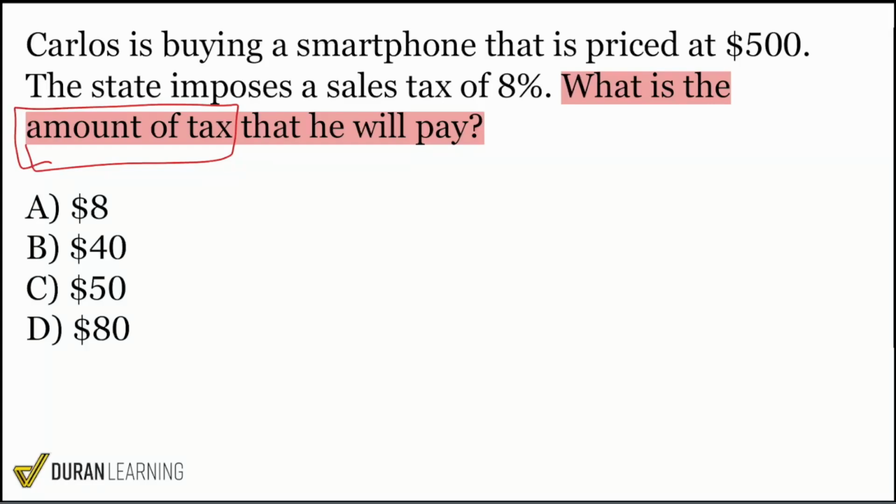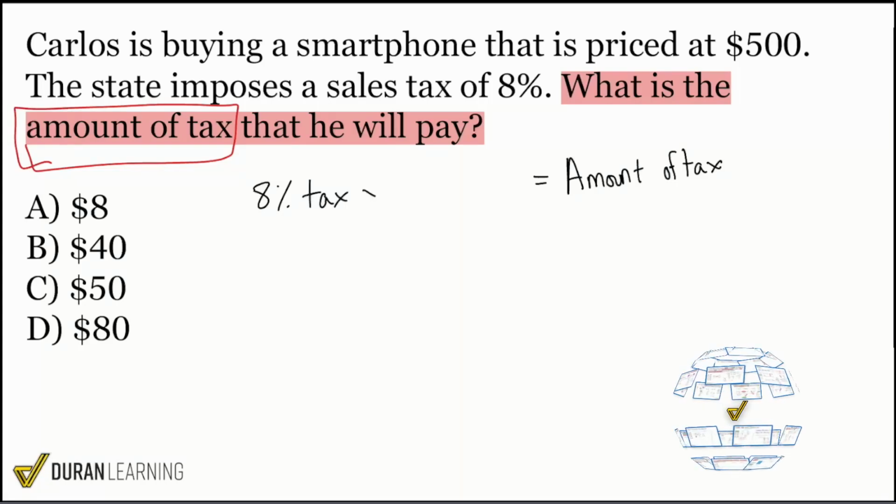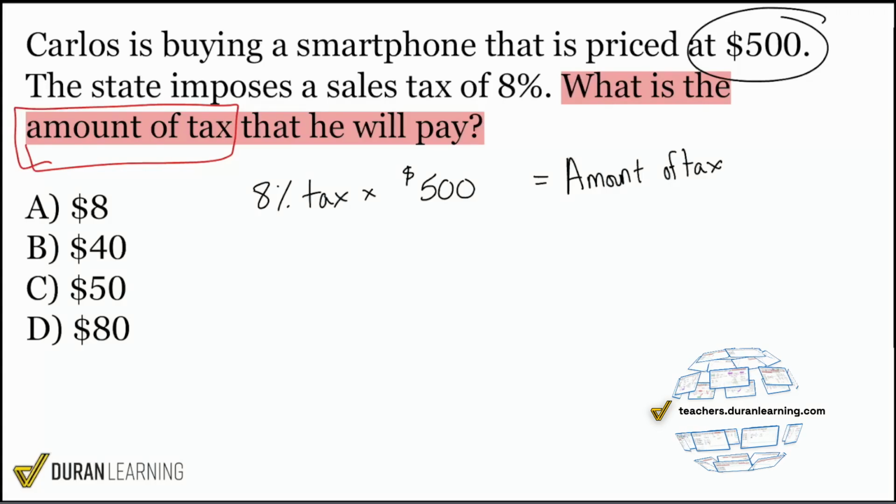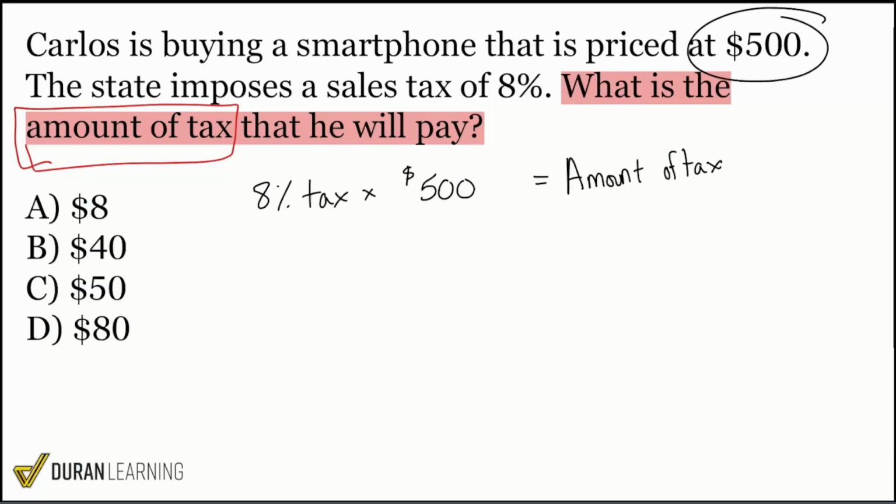So everybody, if we are looking for the amount of the tax, we are supposed to be applying the percent of the tax. That's the consistency that you want to go with here. So again, if we're looking for the amount of tax, we want to apply the percent tax, and that is 8% tax. Multiply that by the original price of $500, and we are good to go. Because if we apply the percentage tax, we will get the amount of tax. And that's what it's all about, everybody.